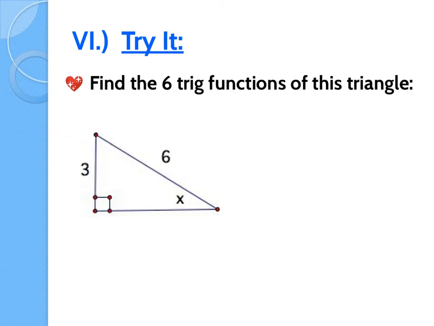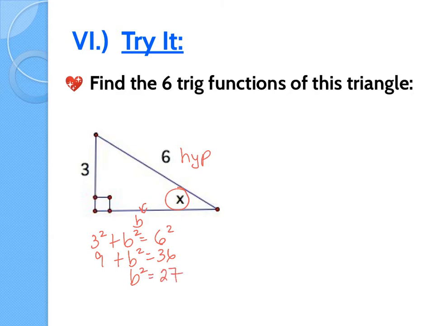Let's try to find the 6 trig functions of this triangle. So again, I'm going to go to my angle. I do see that I'm missing this piece here, so we have to do the Pythagorean theorem. So I'm going to call that b. So 3 squared plus b squared equals 6 squared. Make sure you're putting your 6 as your hypotenuse, as your c. So when we simplify that up, we're going to get b squared equaling 27. We want to take the square root and simplify, so that other side is going to be 3 root 3.